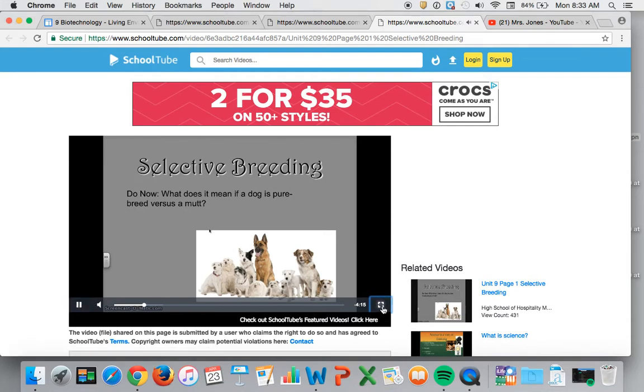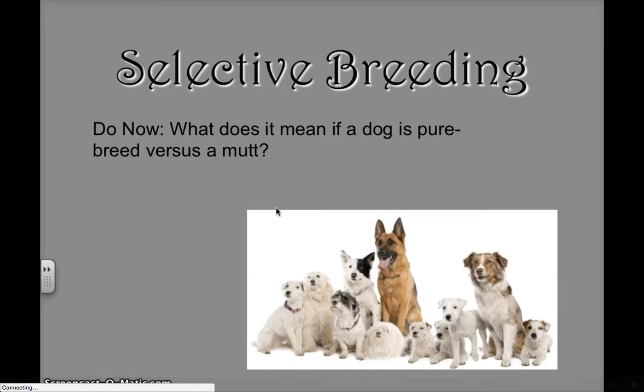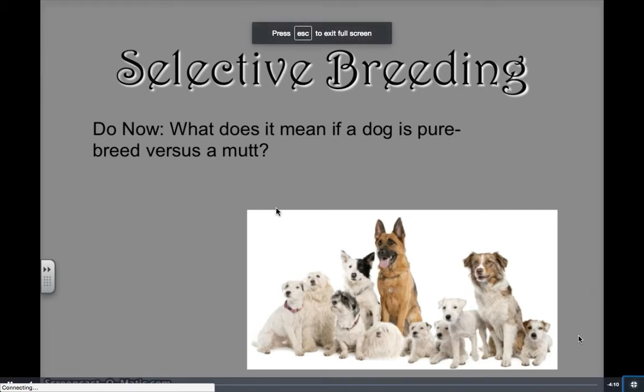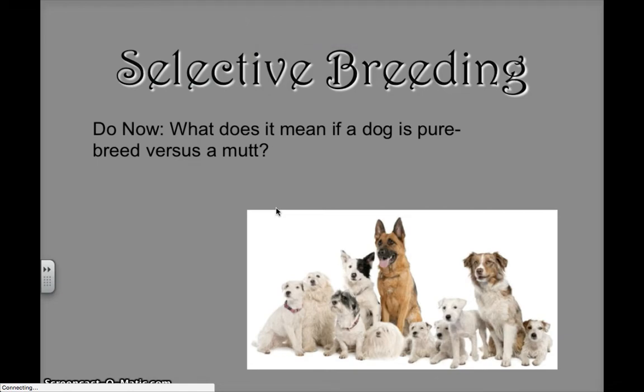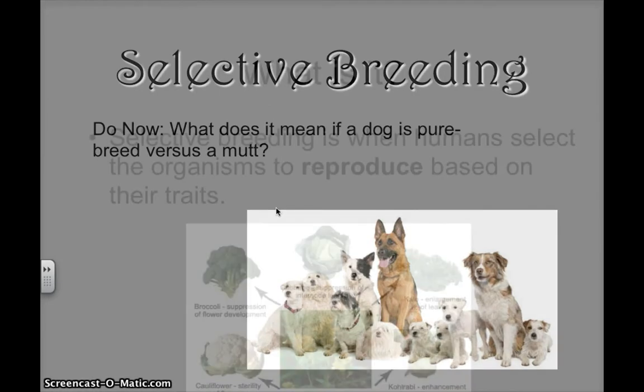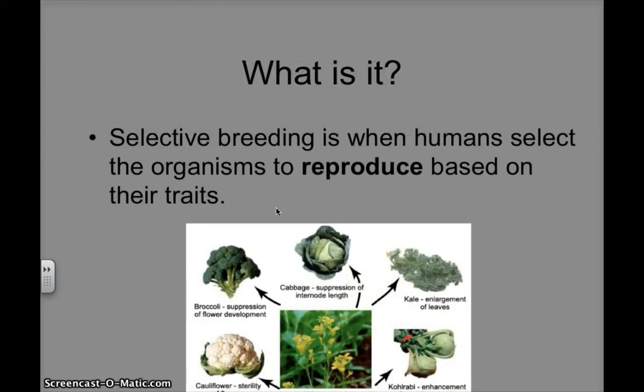A retriever is an example of a purebred, whereas a mutt would be a mixture of two different dogs that would breed together to produce a mixture of those genes, possibly because they wanted maybe one that was friendly and one that was smart. So what is selective breeding? Well, it's when humans select the organisms to reproduce based on their traits.